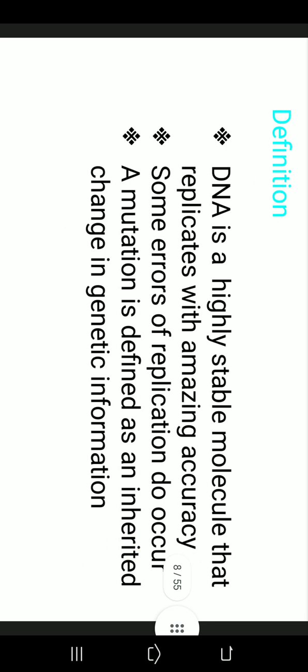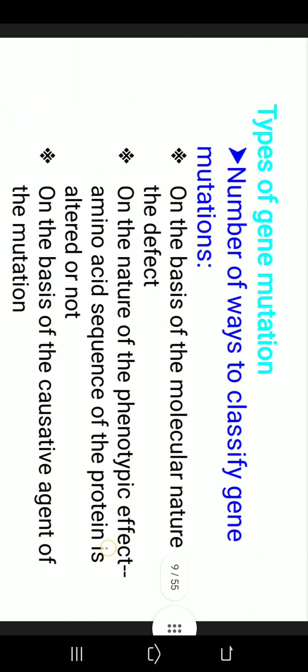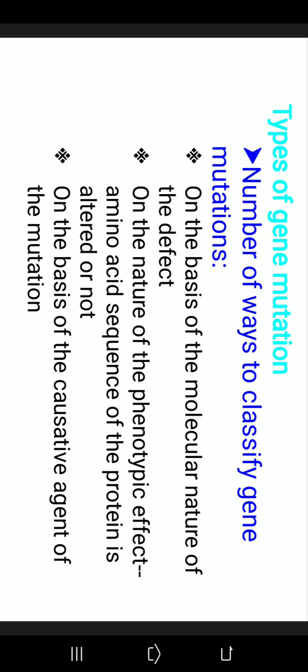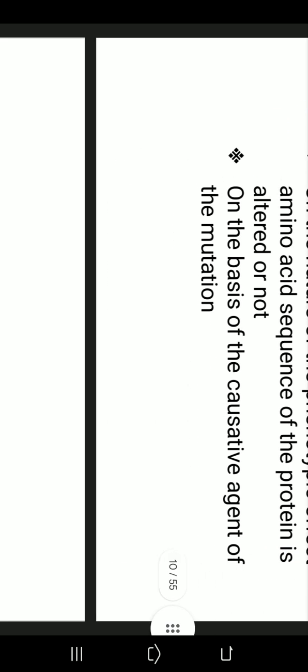Definition: DNA is a highly stable molecule that replicates with amazing accuracy. Some errors of replication do occur. A mutation is defined as an inherited change in genetic information. Types of gene mutation: there are a number of ways to classify gene mutations, on the basis of the molecular nature of the defect, on the nature of the phenotypic effect, whether the amino acid sequence of the protein is altered or not, and on the basis of the causative agent of the mutation.